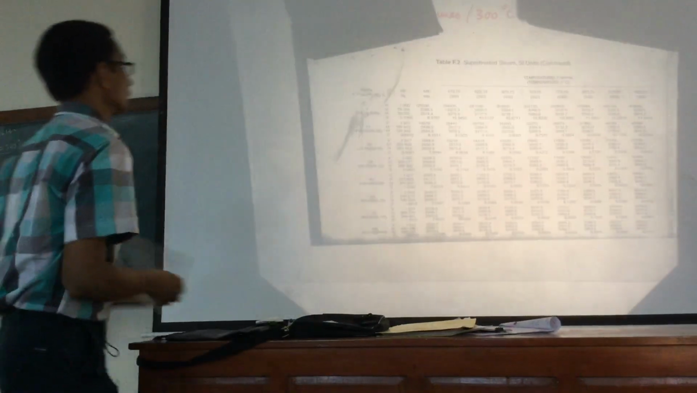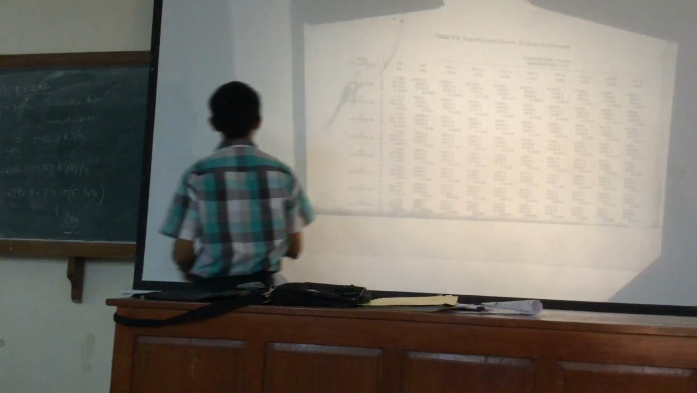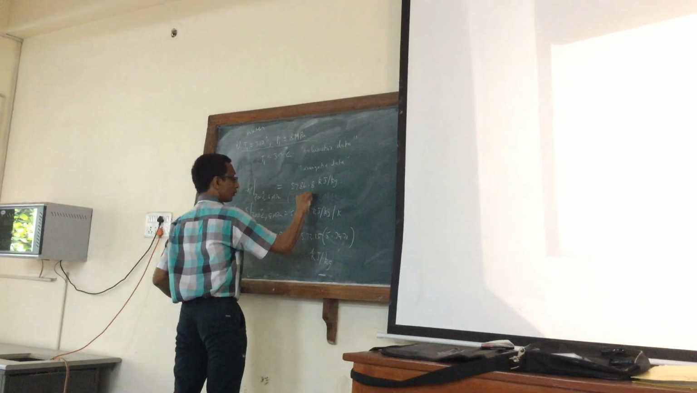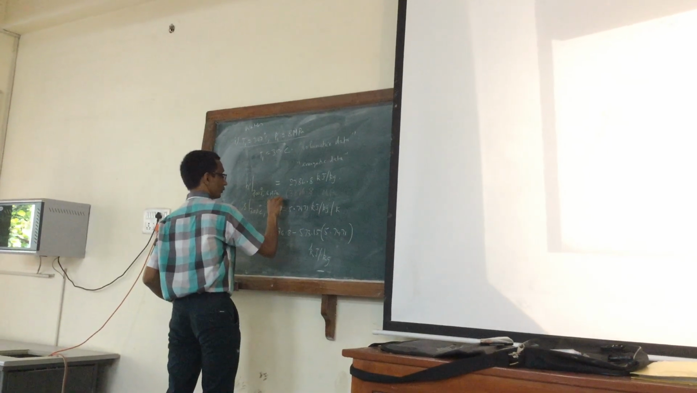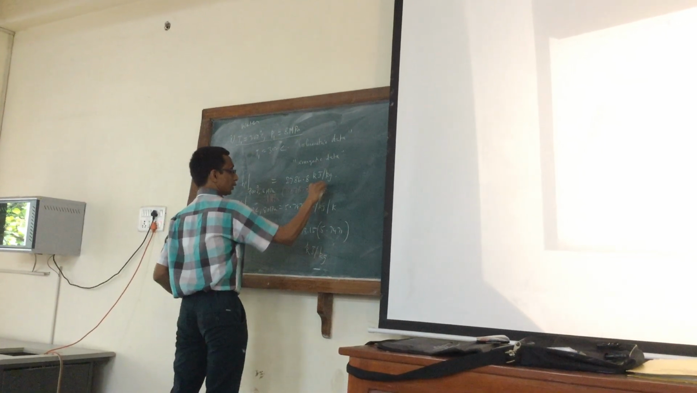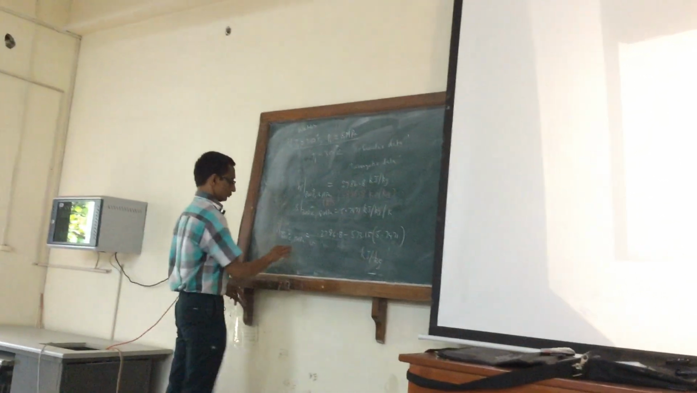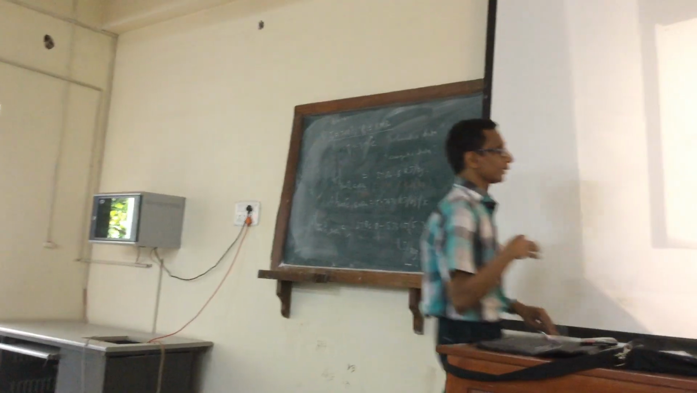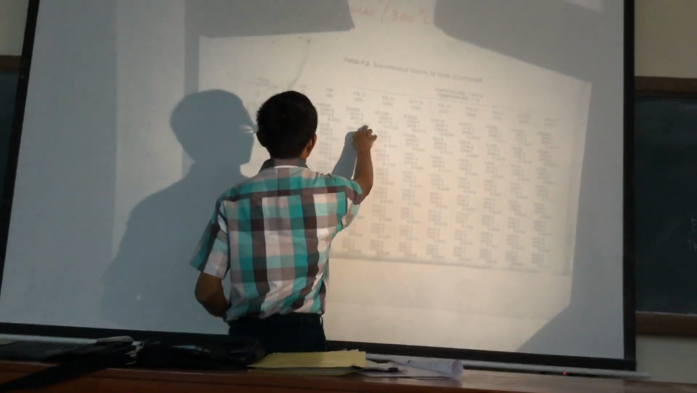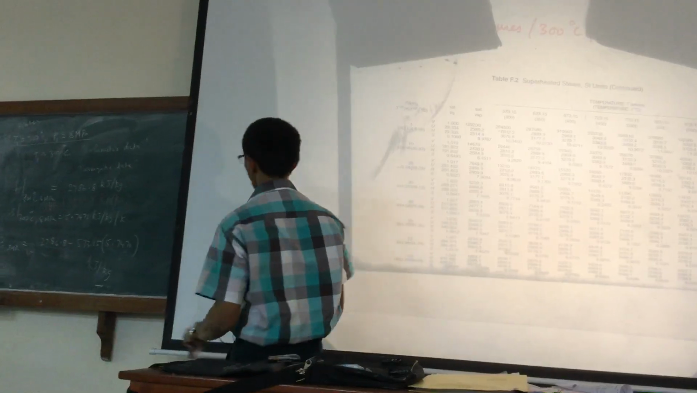Alright, in another color. So 3076.8. This is now at 1 kilopascal, kilojoule per kilogram. Now, the value of S at 300 degrees centigrade at 1 kilopascal is 10.3450.